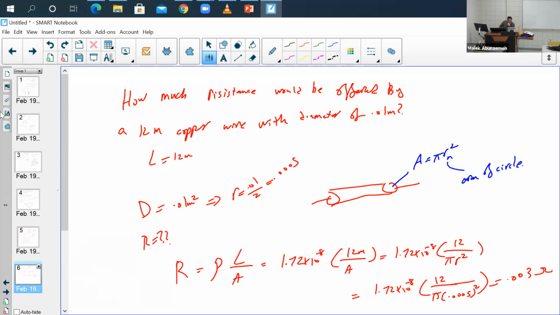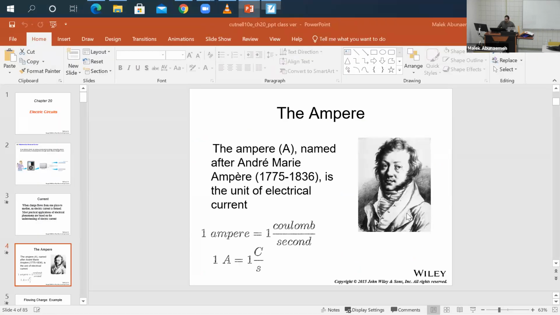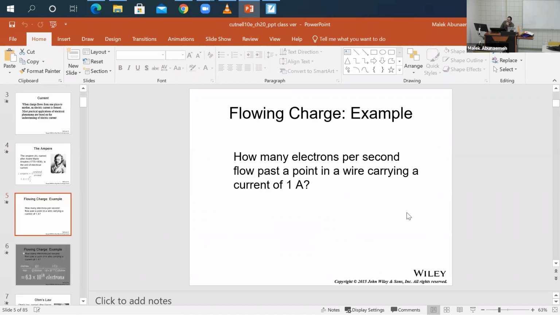Now, let me actually go back over here. So the amp is named after Andre-Marie Ampere, who died in 1836, and is the unit for electrical current, which is how many coulombs per second. So let's say you have a question: how many electrons per second flow past a point in a wire carrying a current of 1 amp?